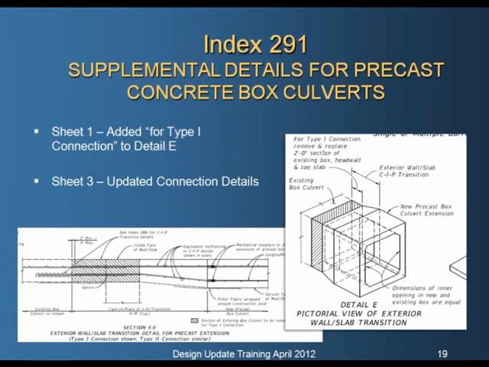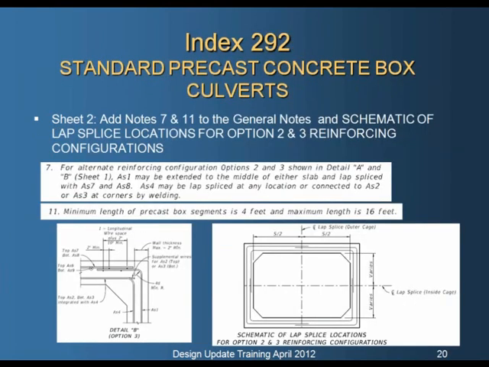Moving on to Index 291, which is the precast culvert details. Similar changes were made to reflect the addition of the type 2 connection to the cast-in-place culverts. Index 292, which are the pre-design culverts, we've added another detail showing an option for splicing the reinforcing cage, consistent with what is currently done in the precast industry.